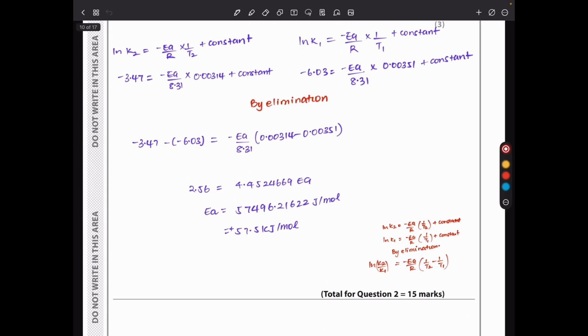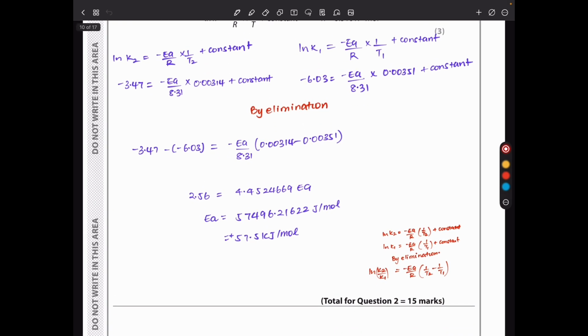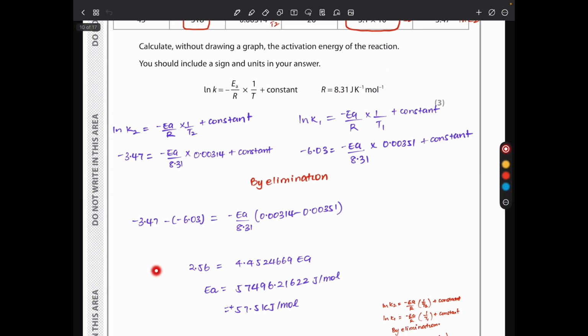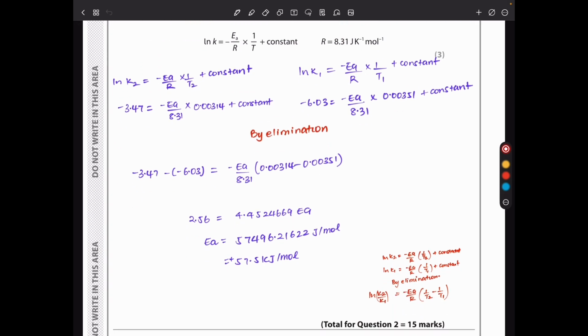Others could just use it like this: natural log of K2, substitute, natural log of K1, substitute, and then subtracting, you will actually say natural log of K2 divided by K1 equals negative EA over R into 1 divided by T2 minus 1 divided by T1. Just substituting is going to be easier instead of making it longer like this, but I was teaching, that's why I chose the longer pathway. The K values and the T's are already known, or even 1 over T's. Just substitute in, it's easier. Both give you the same answer.